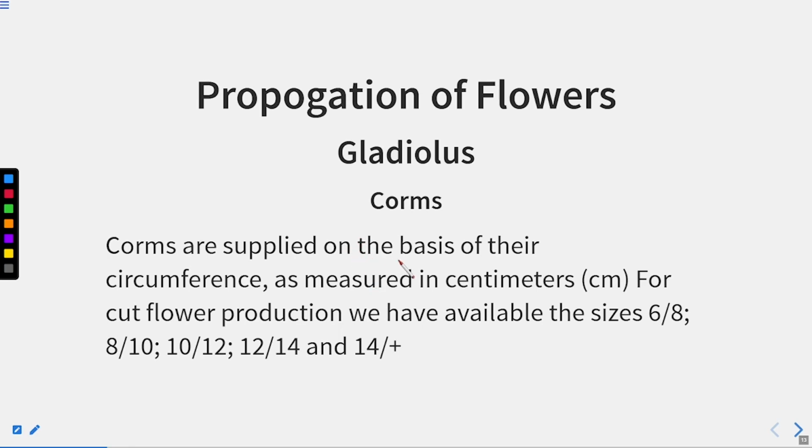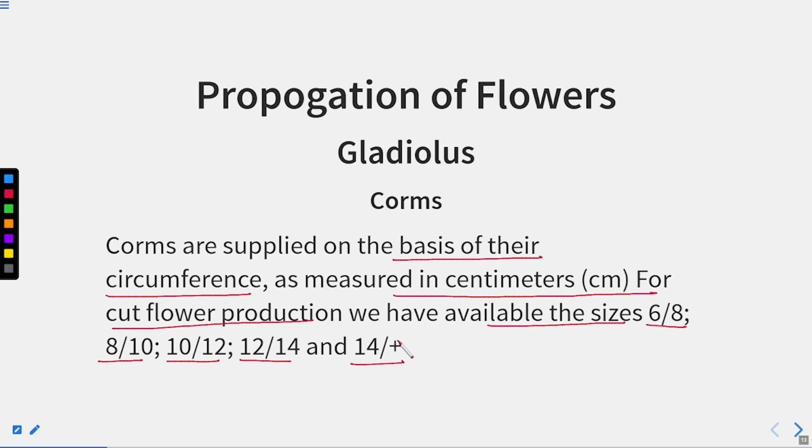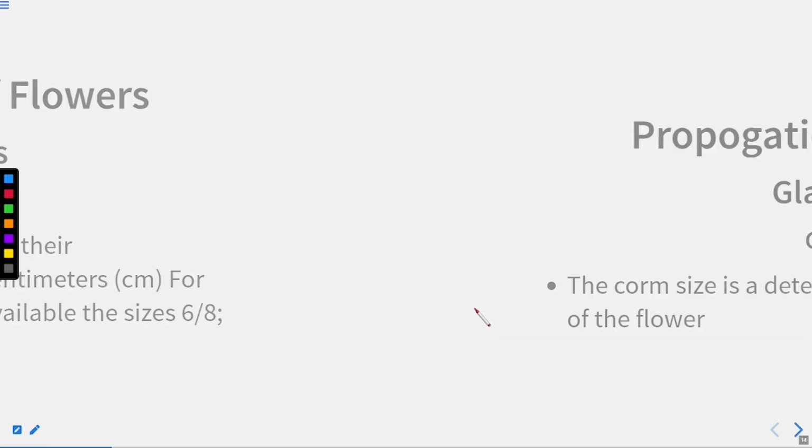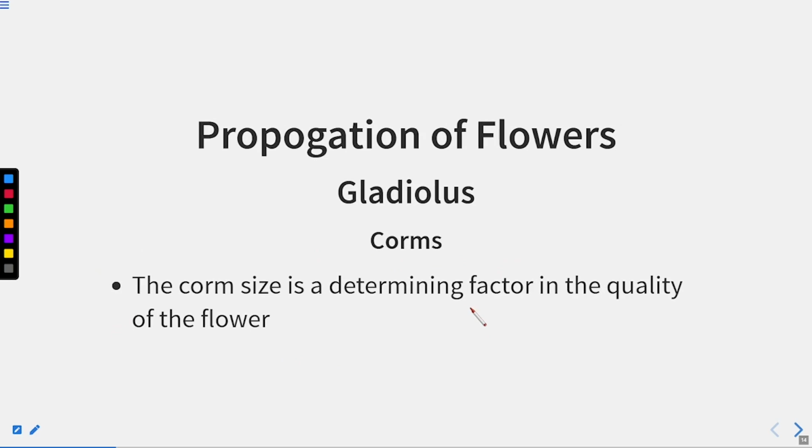Corms are supplied on the basis of their circumference as measured in centimeters. For cut flower production, the available sizes are 6 by 8, 8 by 10, 10 by 12, 12 by 14 and 14 onwards. So this is the corm, and its circumference is measured in centimeters, and accordingly it is available in different sizes for this particular flower.